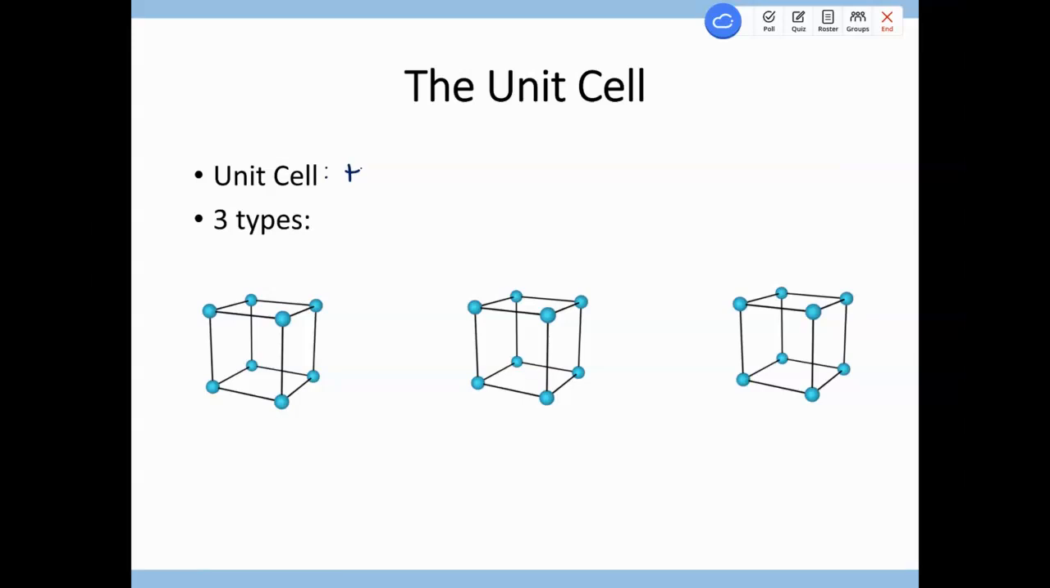So the unit cell is the simplest repeating unit of a crystal structure. In the previous slide, the picture of sodium chloride, there's a bunch of repeating units in that image. We see the pattern in that structure. So a unit cell is that repeating unit, that one unit that's repeated for that solid.